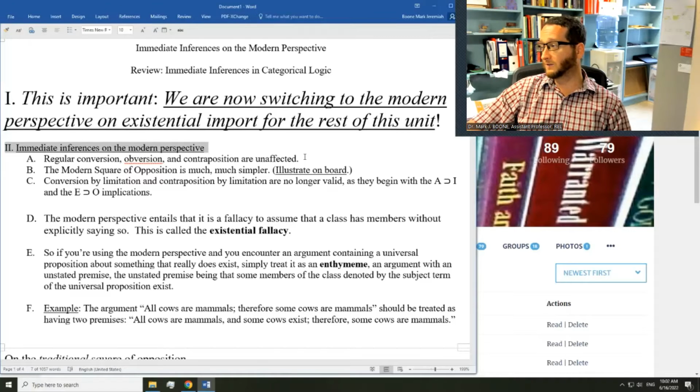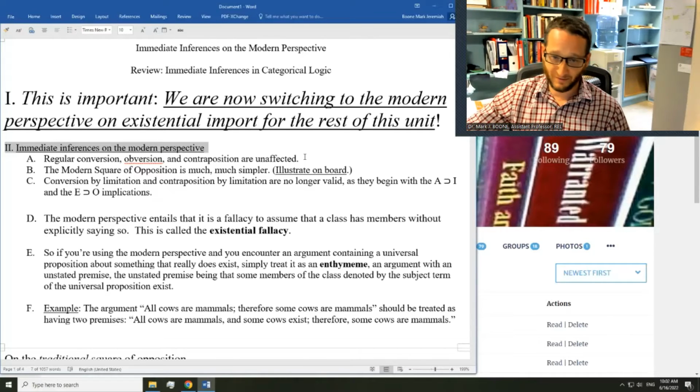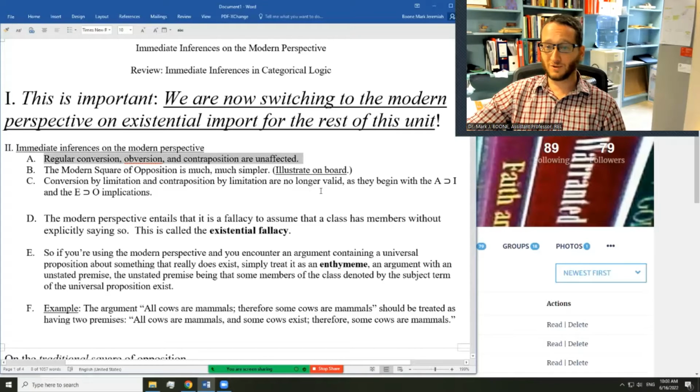Let me say this differently. It's still valid to conclude the contraposition of an O form proposition or of an A form proposition, or the conversion of an I form proposition or of an E form proposition. But it's not valid to conclude the conversion of an A or an O proposition from that A or O proposition, or the contraposition of an E proposition from an E proposition, or of an I proposition from an I proposition. Those are not valid inferences. The same ones are valid or invalid, and obversions are valid regardless. These are totally unaffected by our switch to the modern perspective.